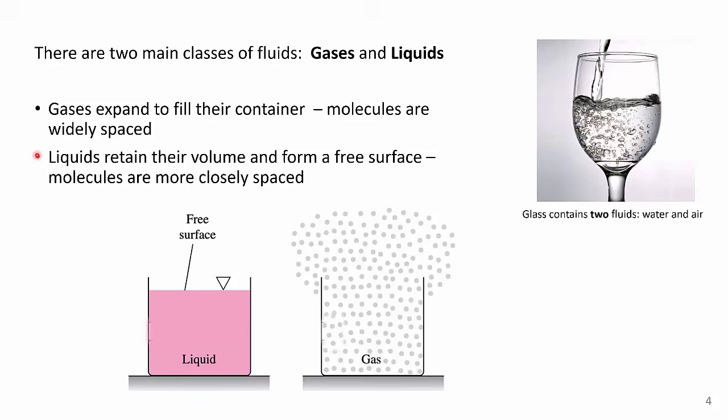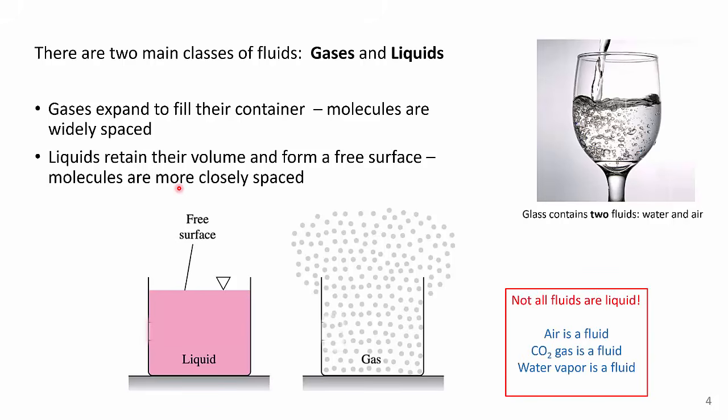In contrast, liquids, if you pour them into a container, retain their volume. They're what's called incompressible. Their density doesn't depend on pressure. We will get to that later on. And they form a free surface, so we have an interface between the liquid and the gas. Usually you'll see this represented by this little triangle, showing that there's an interface. And in liquids, the molecules are much more closely spaced than in the gas. And that has some consequences. We'll talk about those consequences on the next slide.